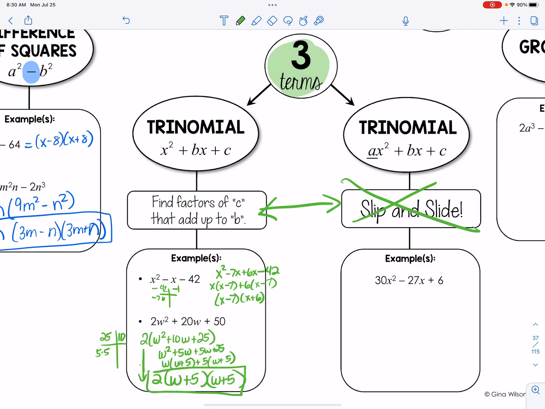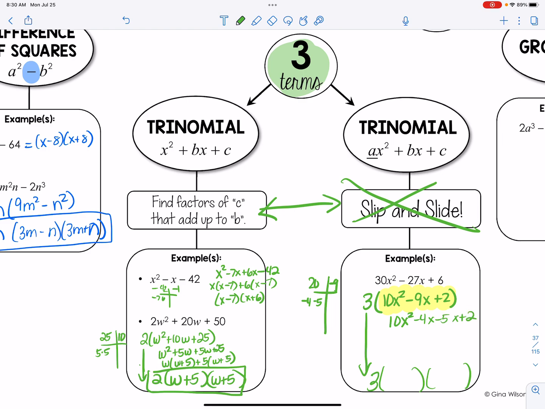Okay, I didn't teach you the slip and slide method. We are going to first look and see, can you take something out of there? Yes, they are all divisible by 3. Because right now I would have to do factors of 180. But if I take out a 3, I only have to do factors of 20. So I made it go from 180 to 20 because I know factors of 20. So this 3 is going to come down, and it's going to be in my final answer. Now I'm just going to do the inside, and I'm going to ignore the 3. So factors of 20 that add up to negative 9, that's a negative 4 and a negative 5. So that goes in the middle.